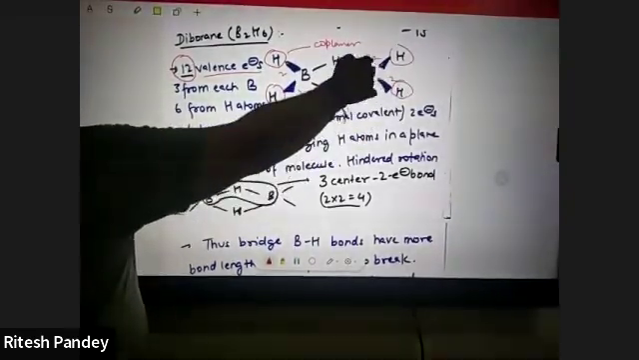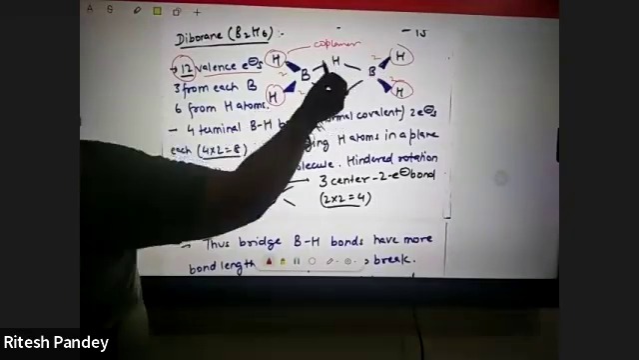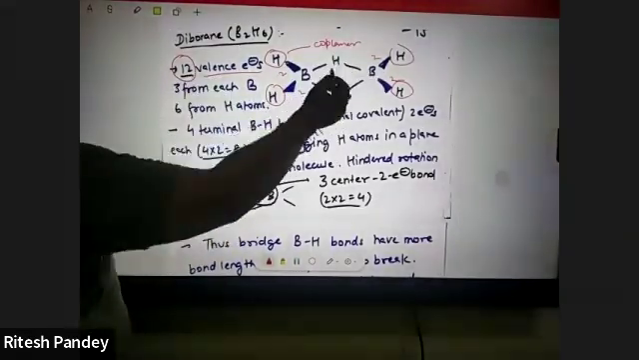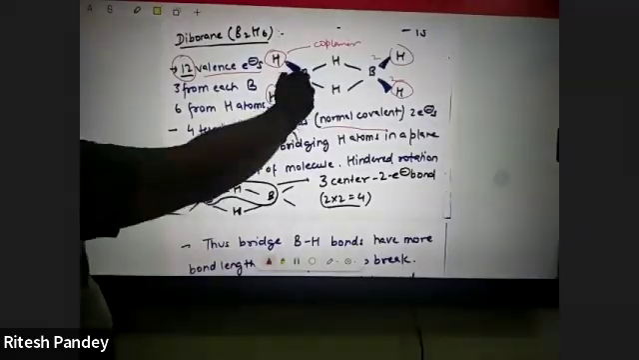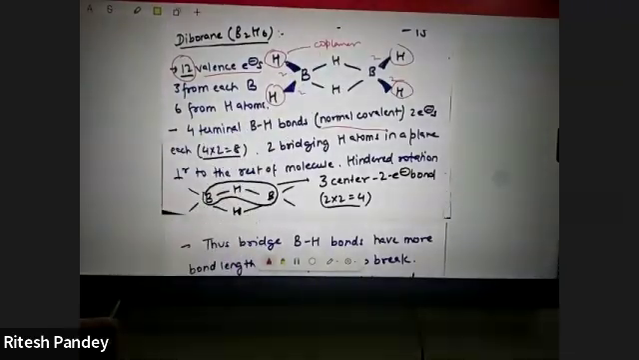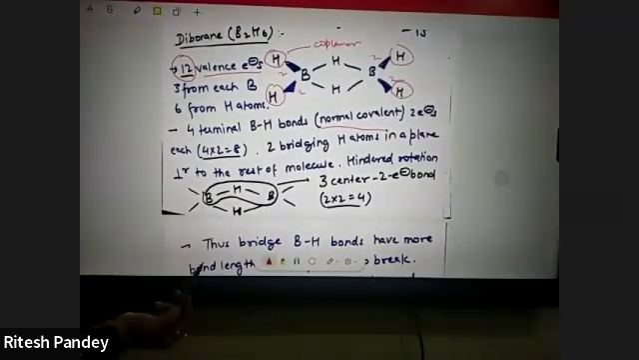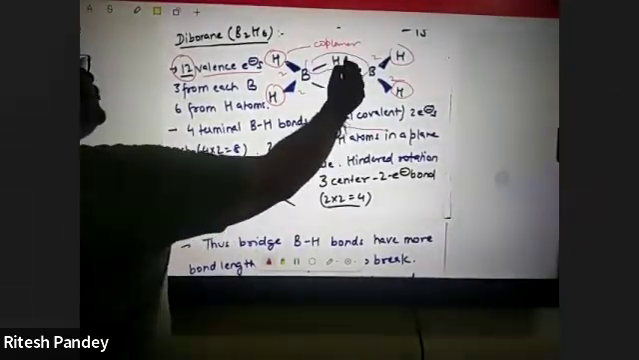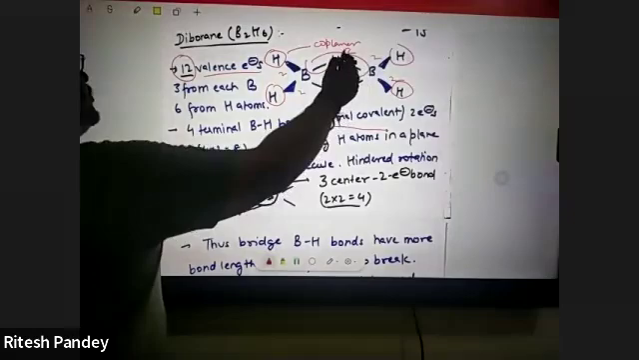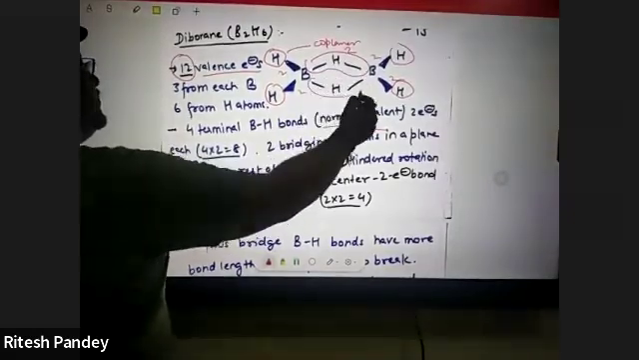So 2, 4, 6, 8 out of 12, normal covalency is exhibited. The 4 terminal bonds, 8 is the normal overlap, bilateral sharing of electrons, Lewis dot structure, everything which you know about covalency, normal covalency. And this entire stuff is made up of 2 electrons. That is why it's called 2 electron, 3 center.